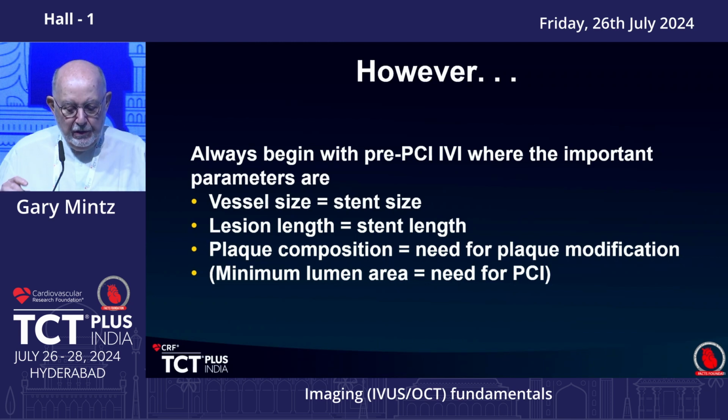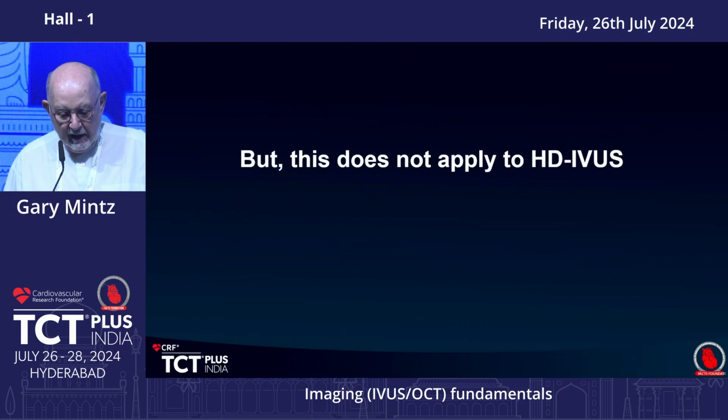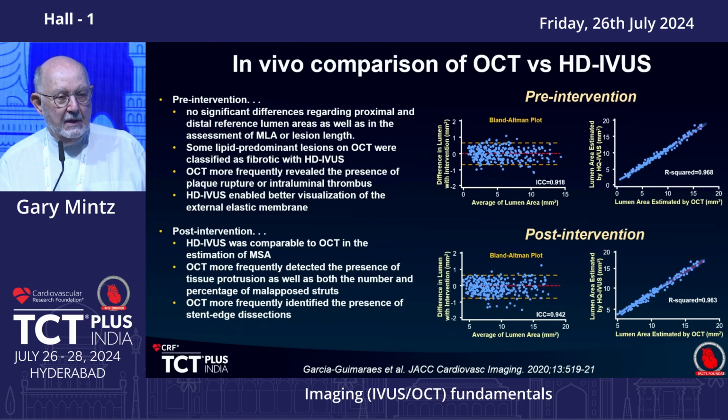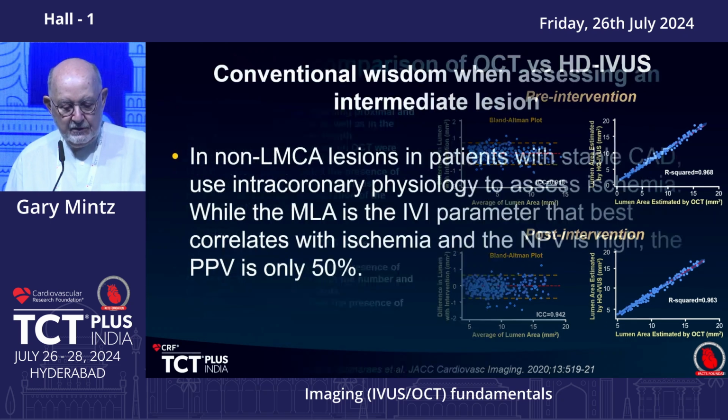You should always begin with pre-intervention imaging, where the important parameters are vessel size, lesion length, plaque composition, especially calcification, and minimum lumen area. People think that IVUS and OCT measure differently. Well, that was true in standard definition IVUS, which oversized compared to OCT. But when we now talk about HD IVUS, they measure almost the same. And in my opinion, standard definition IVUS should no longer be used. And when we're dealing with high definition IVUS and OCT, the measurements are effectively identical.